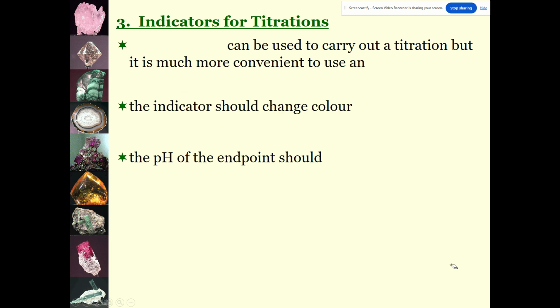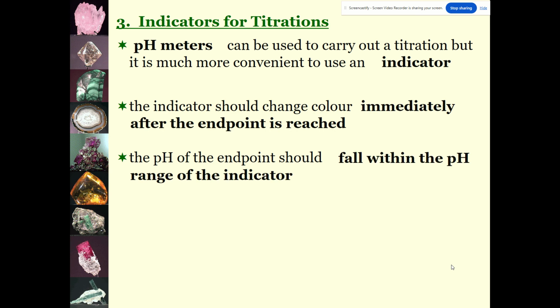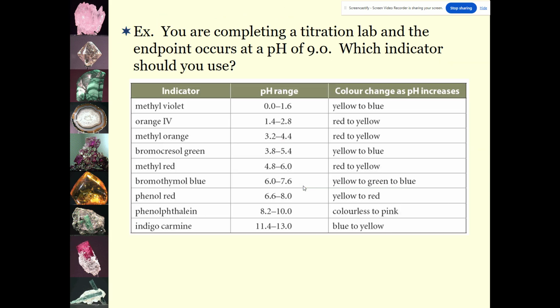The last thing we have to look at is choosing an indicator for your titration. The pH of the endpoint needs to fall within the range that the indicator turns color. Now again, when you have a strong acid with a strong base, monoprotic for both of them, that endpoint pH will be 7. But in the experiment that my students actually do, our endpoint is I think 4. So we use methyl orange as our indicator because 4 is where that methyl orange is going to turn color.